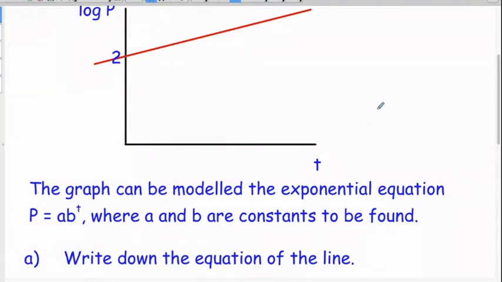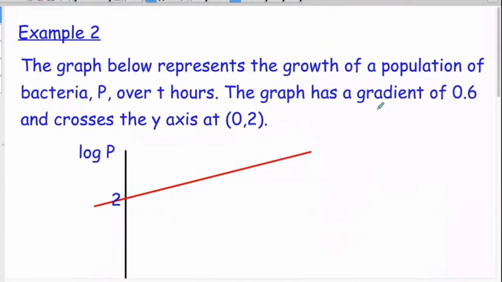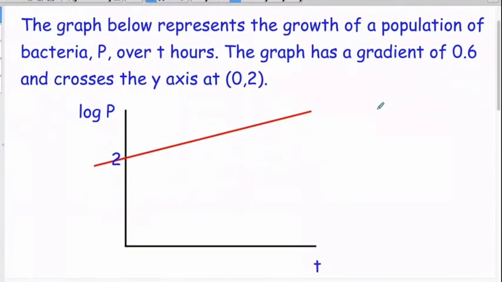So let's go through this example. This is slightly different than the other question in that I've given you the graph, I've given you some information, and we're going to work out the equation from that. We're a bit further ahead than the previous question. We've already got the gradient and we've even got the y-intercept for us.